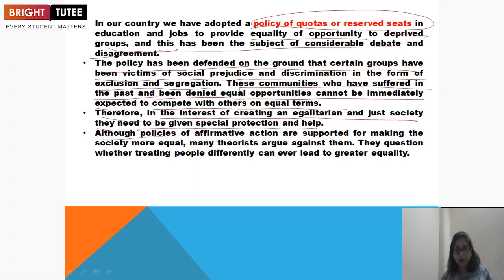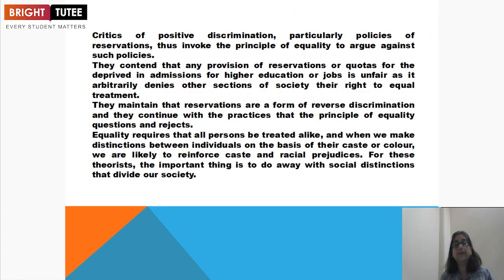protection and help. Although policies of affirmative action are supported for making society more equal, many theorists argue against them. They question whether treating people differently can ever lead to greater equality. Now, critics of positive discrimination, particularly policies of reservation, invoke the principles of equality to argue against such policies. They contend that any provision of reservations or quotas for the deprived in admission for higher education or jobs is unfair, as it is arbitrary and denies other sections of society their right to equal treatment.